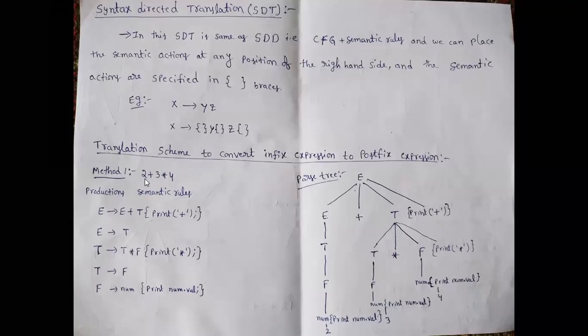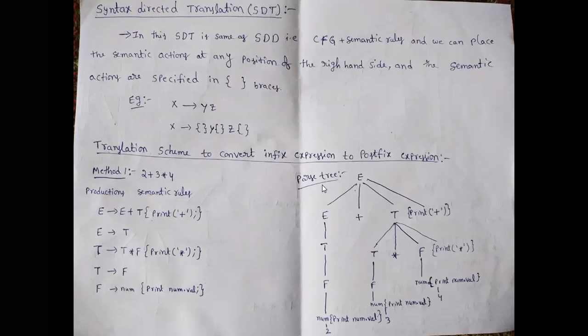For example, suppose the expression is 2 plus 3 star 4 minus 4. If minus is given, then we also write the production E produces E minus T. Why? Because if there is any operator present in our expression, we have to take the production with that operator only. So this is the construction of productions and semantic actions. We have these productions, and then we have to construct the parse tree.